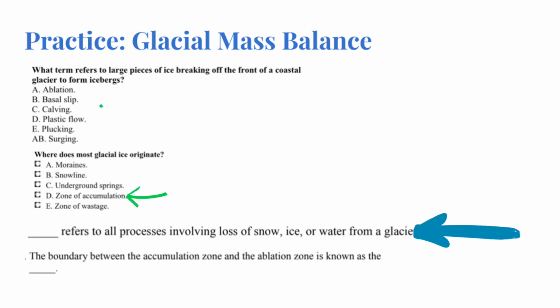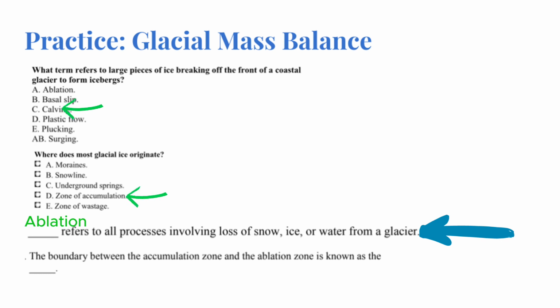Okay, fill in the blank. What refers to all processes involving loss of snow, ice, or water from a glacier? Ablation. Yeah, ablation is the answer. And for these type of questions, there would usually be a word bank, but even without your word bank, you would probably know it's ablation, since remember, all processes involving the loss of something involves melting, evaporation, or geothermal heat, or even calving. This is all loss of matter from the glacier, and this is ablation.